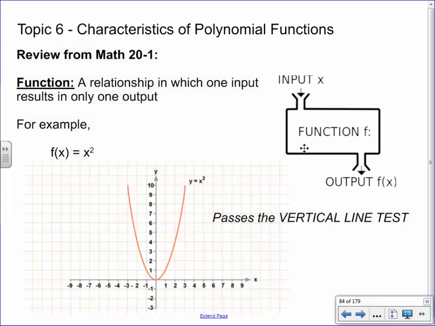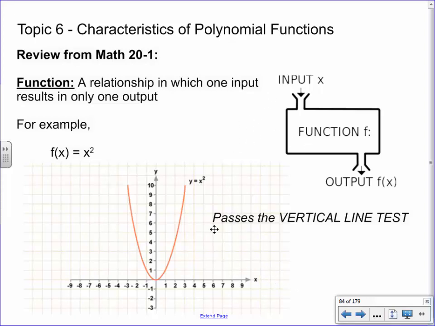Today my goal is to work on trying to bridge the algebra, which we've been mostly focusing on, and the graphical, which is now like, what do these functions look like in graphical form? So let's start with a bit of a review.